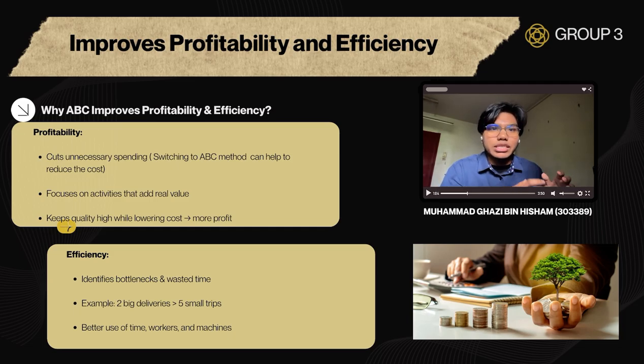So for some factories, they need to make sure they are lowering their costs and at the same time maximizing their profits. Next is efficiency. ABC reveals the bottlenecks and areas where time, effort, or materials are being wasted. For example, instead of doing 5 small delivery trips, ABC might show that doing just 2 bigger trips is much cheaper and faster. In the end, your workers, machines, and time are all being used more effectively. That means less waste, more output, and a faster operation.